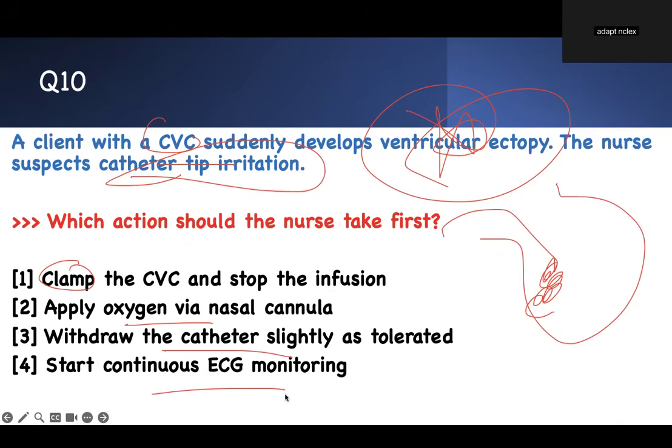We already saw this content in the previous video. You should watch it. You clamp the catheter when you think it's dislodged. There's no evidence of dislodgement. It said irritation. Oxygen does not address irritation. Withdrawal may address irritation because I pull it out a little bit from where it's irritating. Cardiac monitoring does not address the irritation. Therefore, what is the right answer?